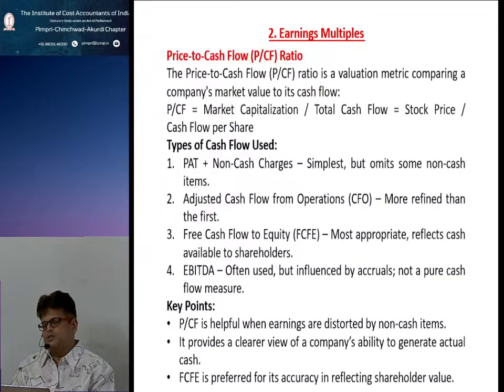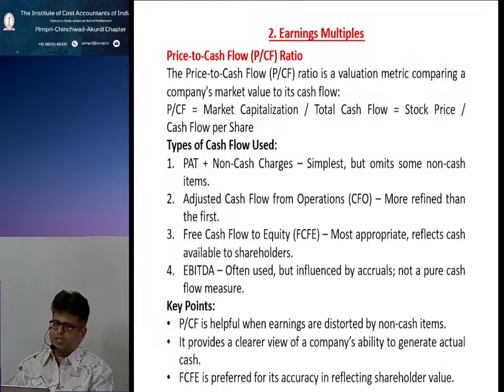Then we saw price to cash flow ratio. So price to cash flow ratio, P to CF ratio, is a valuation metric comparing a company's market value to its cash flow. So P to CF is equal to market capitalization divided by total cash flow, which is equal to stock price divided by cash flow per share.